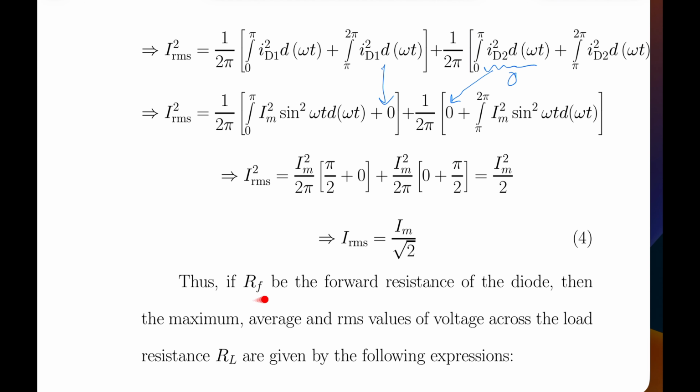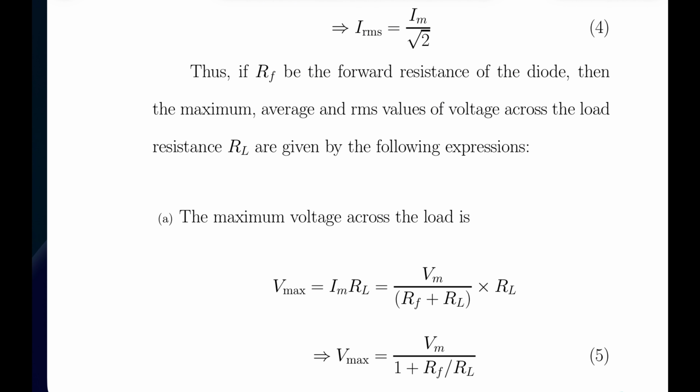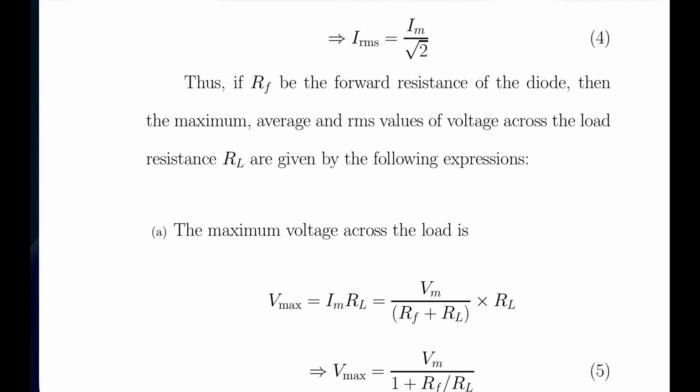Thus, if Rf be the forward resistance of the diode, then the maximum, average, and the RMS values of the voltage across the load resistance RL are given by the following expressions. The maximum voltage across the load, this is V maximum, is I maximum into RL. Im is Vm upon Rf plus RL. We have taken here into account the forward resistance of the diode Rf, which is the resistance the diode offers when it is conducting the current in the forward direction.